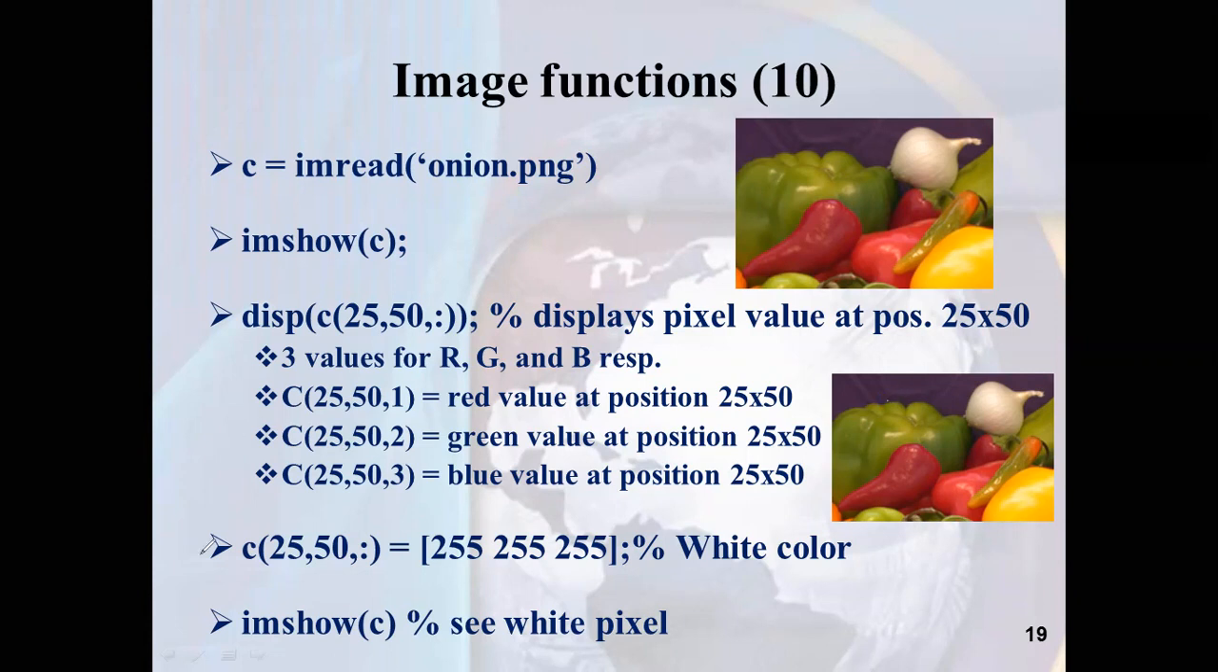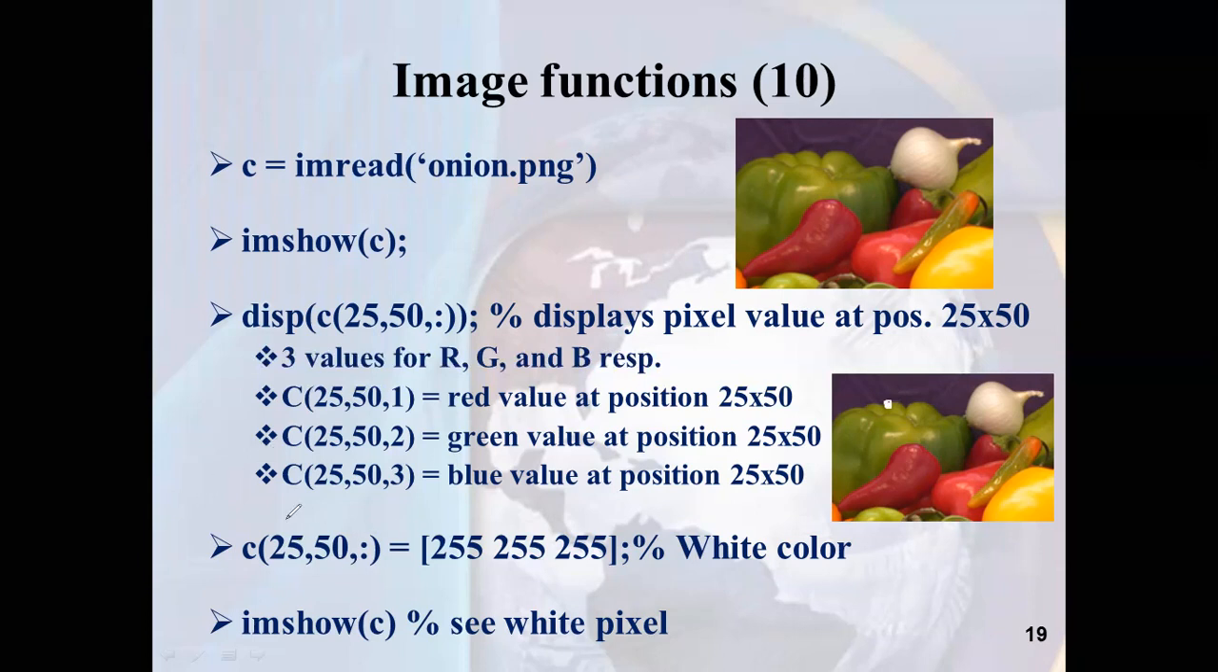Also, as we made for the previous image, instead of changing just 1 pixel, we can change a block of pixels. And by changing a block of pixels, we can see, for example, a white block in the image. We can see a white block like this in the image.